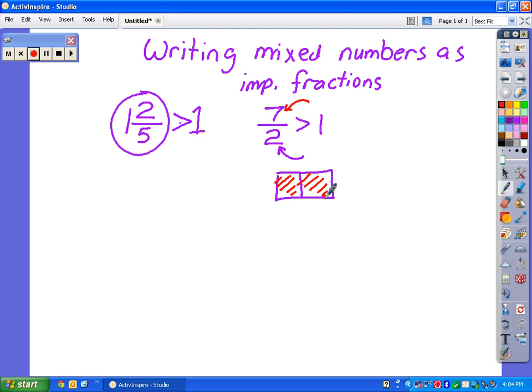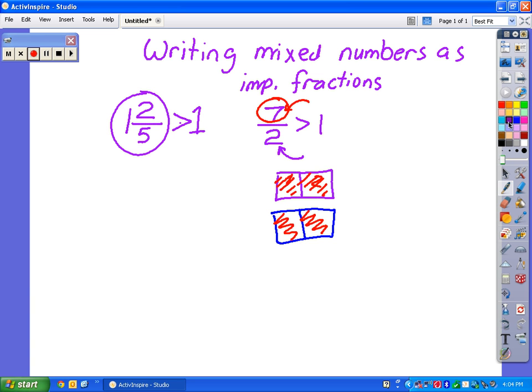A common misconception is we just add on to our whole. Now, that would be wrong. What we have to do is create another whole. Again, that's broken into 2 pieces because our denominator says it's broken into 2 pieces. Well, we had to shade in 7. We have 1, 2, here's 3, here's 4.